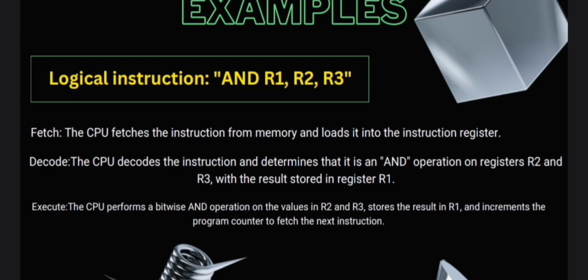This is our second example, a logical instruction: AND R1, R2, R3. The first step is fetch: the CPU fetches the instruction from memory and loads it into the instruction register. The second step is decode: the CPU decodes the instruction and determines that it is an AND operation on registers R2 and R3 with the result stored in register R1. The third step is execute: the CPU performs a bitwise AND operation on the values in R2 and R3, stores the result in R1 and increments the program counter to fetch the next instruction.